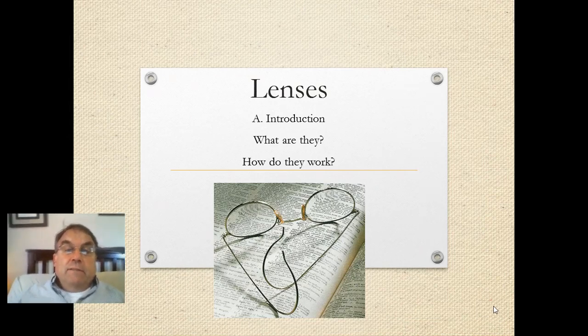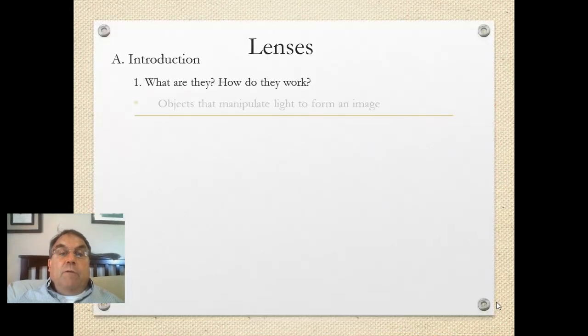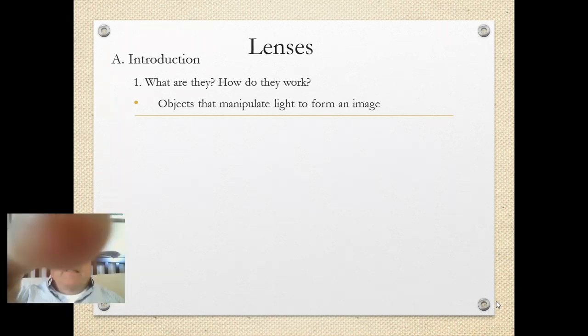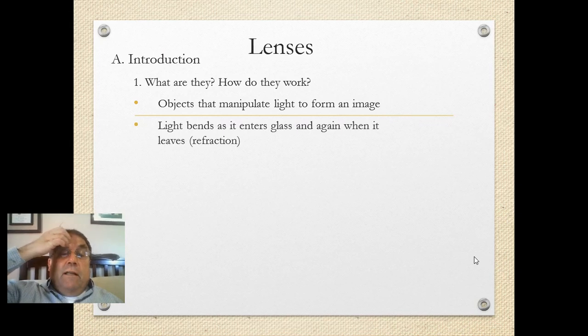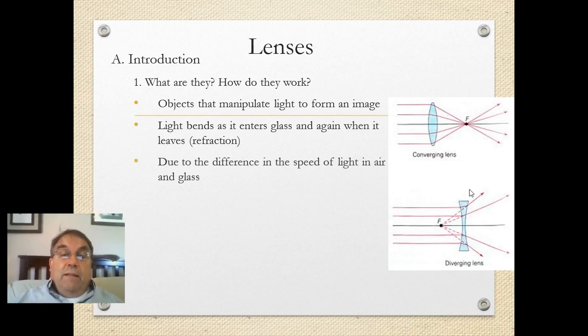Today's topic is lenses. We're going to be looking at what they are and how they work. First of all, what are they? They are objects that manipulate light to form images, like the lenses of these glasses, the lenses of this camera. The light bends as it enters the lens because of refraction, and this is because light has different speeds in air than in the lens.